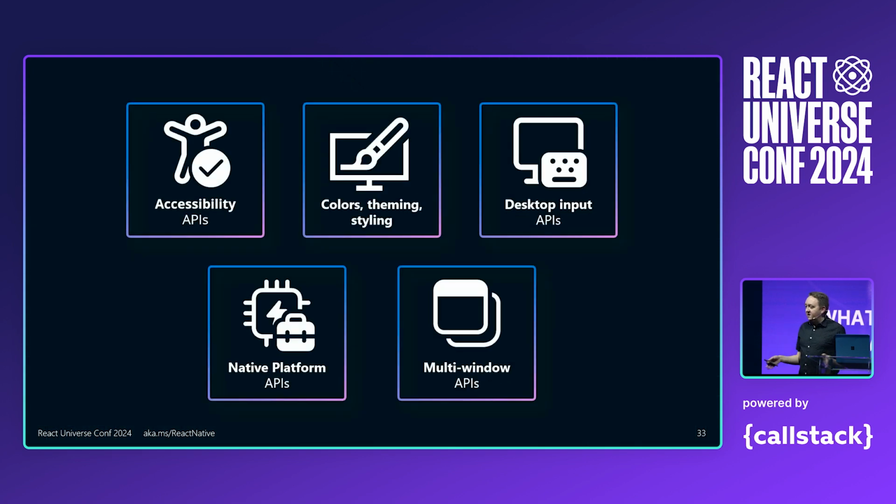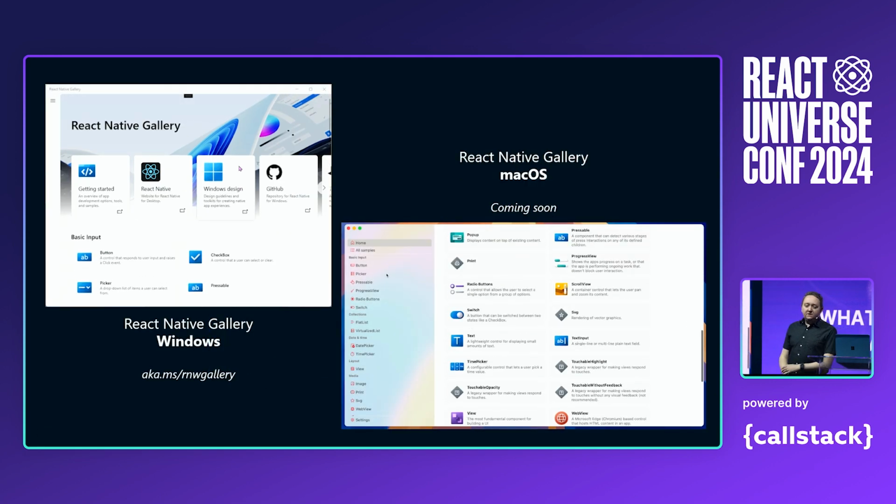We have a variety of APIs that are specific to desktop: accessibility APIs, color, styling, theming, unfettered access to the native capabilities like you would expect, multi-window APIs, and input. And if you're interested in seeing what toys are in the toy box, what tools are in the toolbox, we have some gallery apps that you can check out.